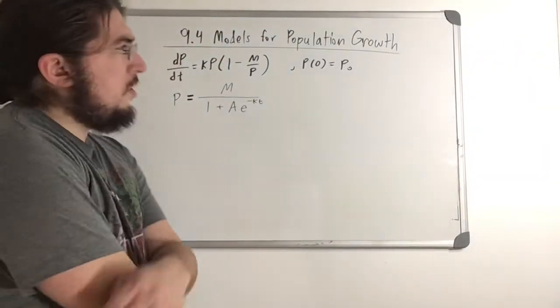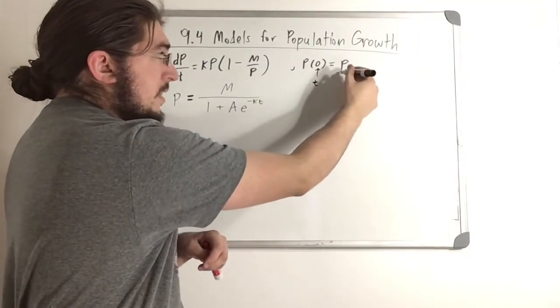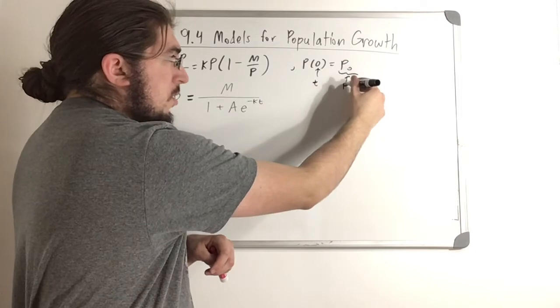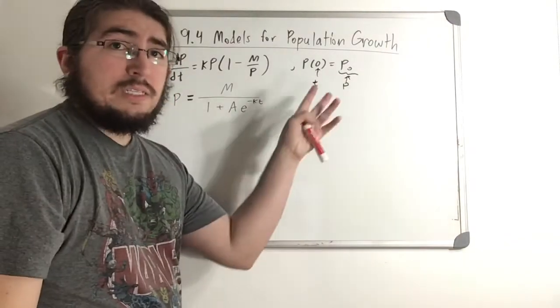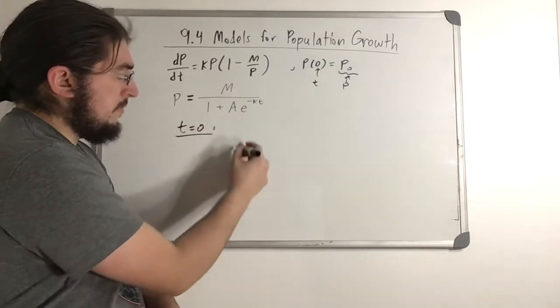Okay, so now using our initial condition, P of 0 is equal to P naught. Remember that 0 is t here, and this is our P value. So that when t is 0, P is P naught. So we're going to apply that. We're going to let t equal 0, and we're going to get the following.